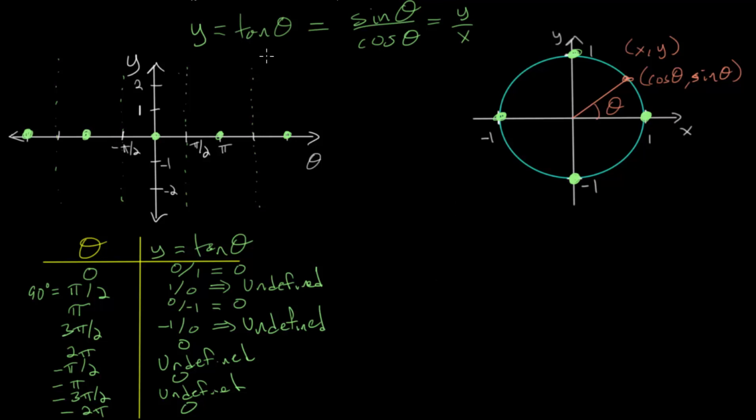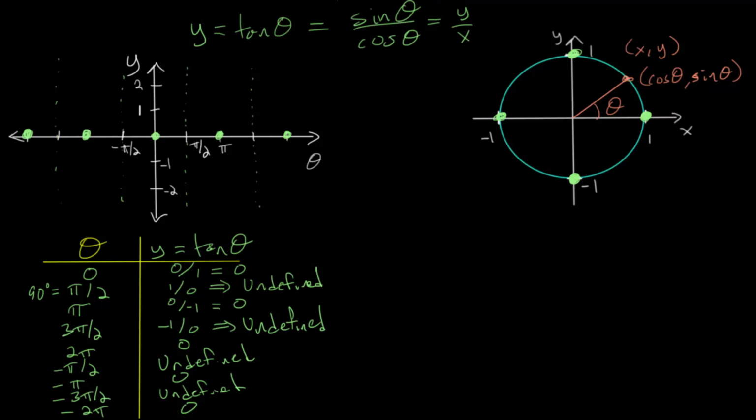So to continue graphing this tangent function, we need to figure out values in between these intervals where it's equal to 0 and where it's undefined, these vertical asymptotes here. And we can start by looking at values right in the middle. We can look at a value of pi over 4 or minus pi over 4 here.